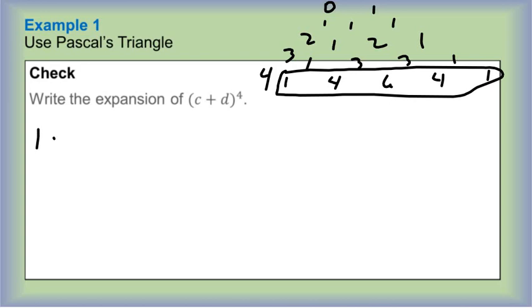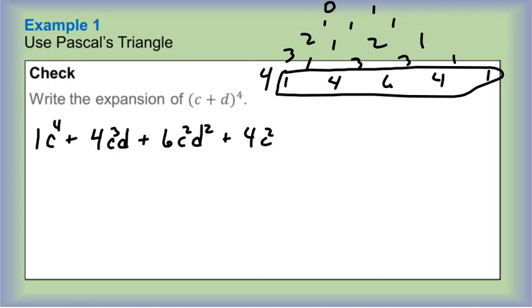So I'm going to have 1 c to the 4th plus 4 c cubed d plus 6 c squared d squared plus 4 c d cubed plus 1 d to the 4th. And there's my expansion. My c's are decreasing by 1s and my d's are increasing by 1s. Just knowing that the first d is 0.